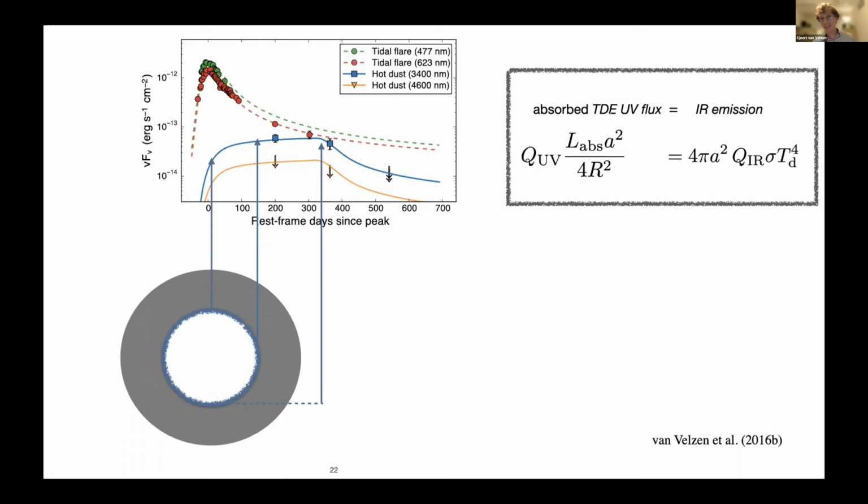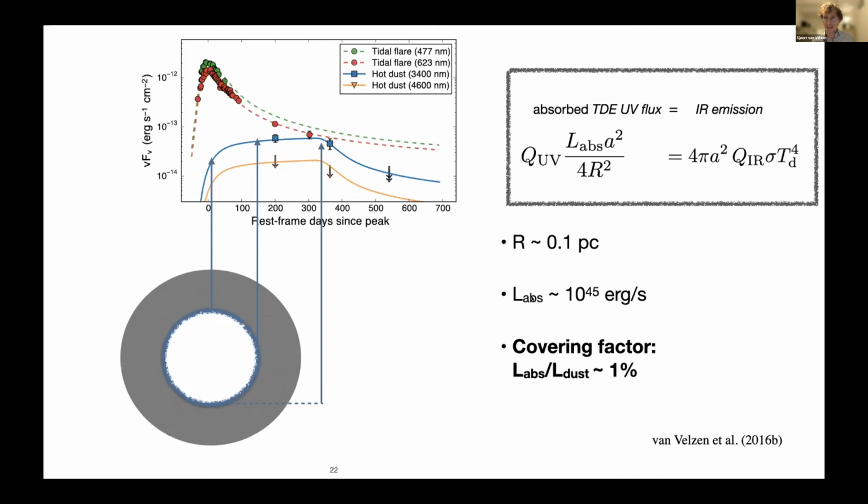And so you have very reasonably simple dust physics. You equate the observed UV flux to the emitted infrared flux. And then you can actually solve for the radius from the duration of the light curve. So you get a geometrical measurement of the radius and therefore the absolute luminosity of the flare. So this is really valuable information, and you also learn about the dust covering factor from the ratio of the TDE luminosity and the dust luminosity. And we find these to be typically 1%. So a little bit of dust gives you this beautiful infrared light curve.